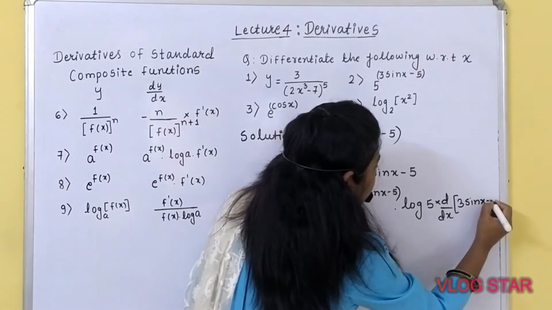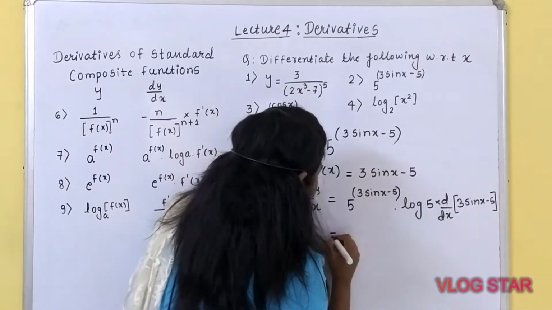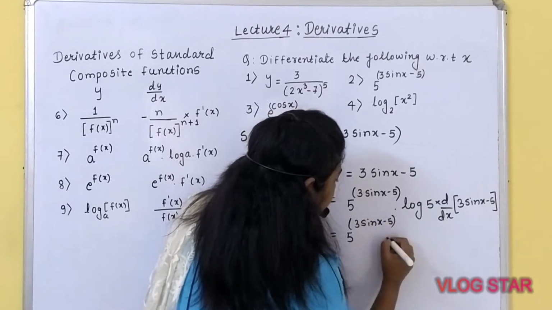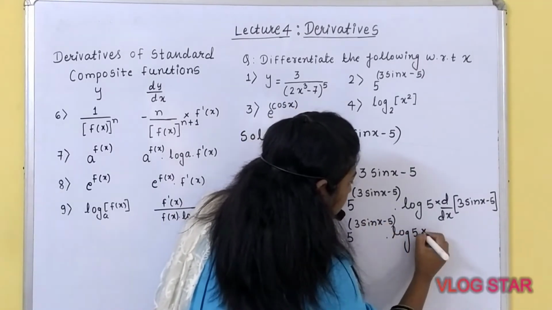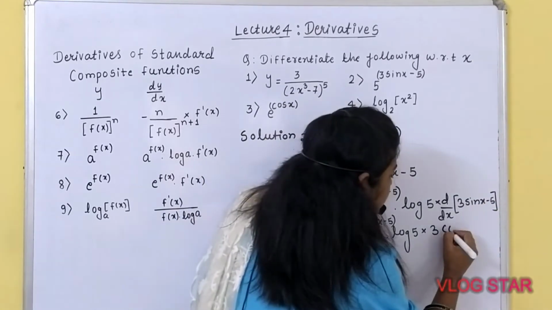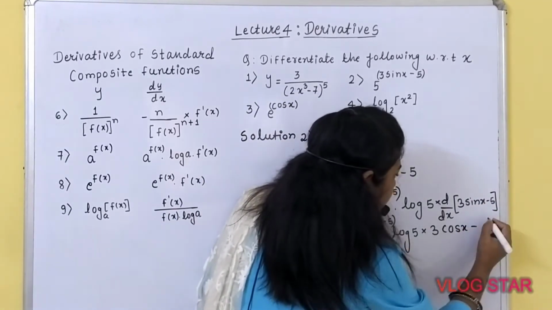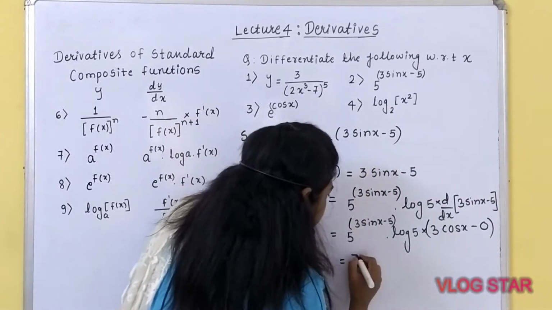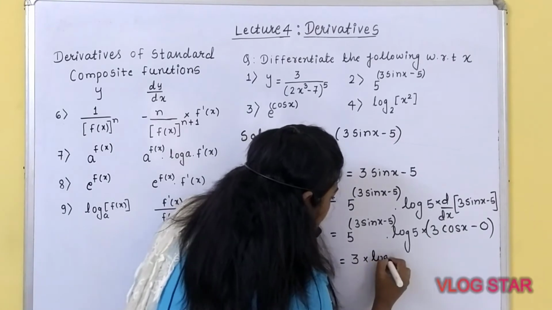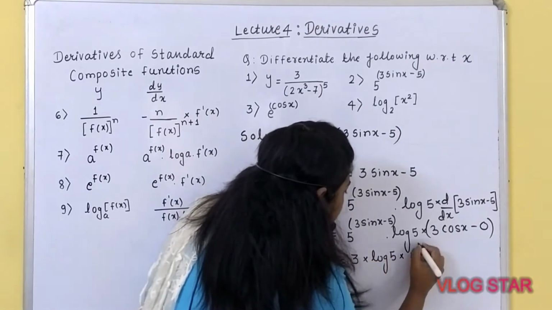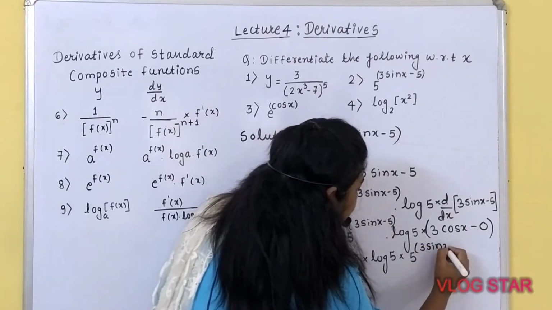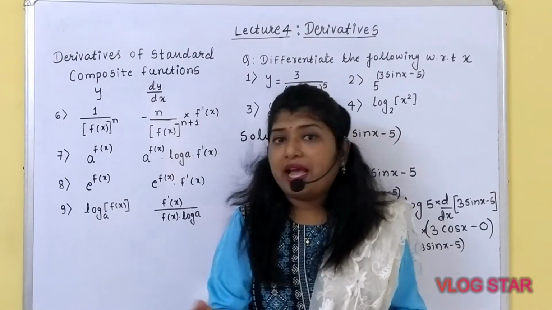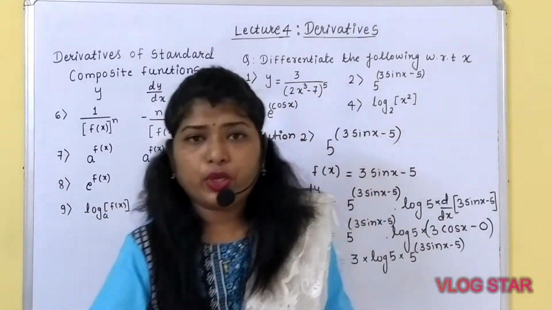So first substitute the value of f of x, and in the next step we need to write down the derivative of f of x, which is 3, the derivative of sin x is cos x, minus here you will get 0. So the final answer is 3 into log phi into phi raised to 3 sin x minus phi. I hope you have understood how to apply result number 7 in the given question.